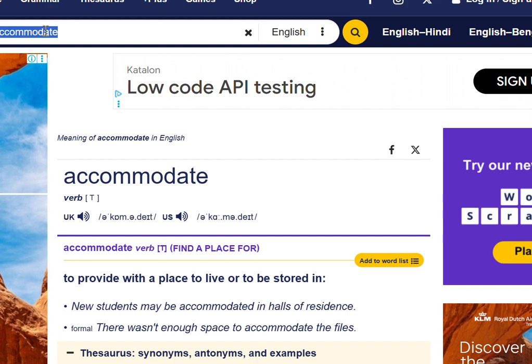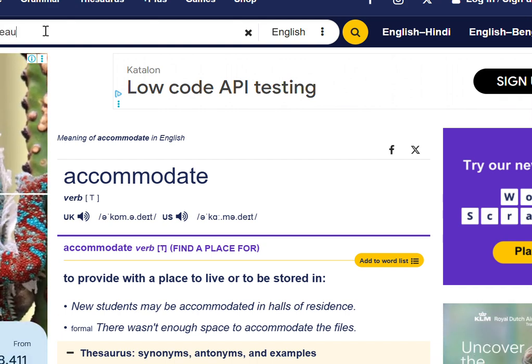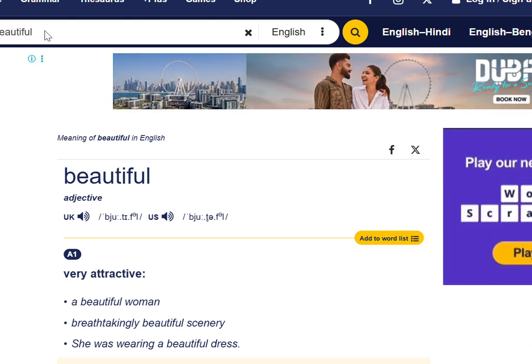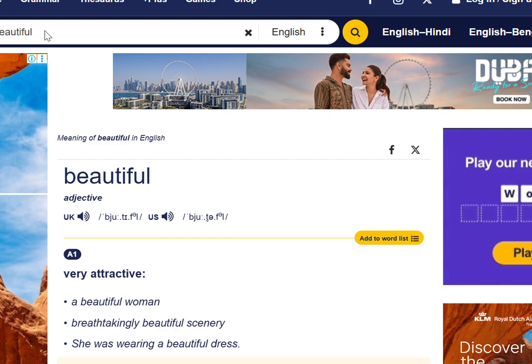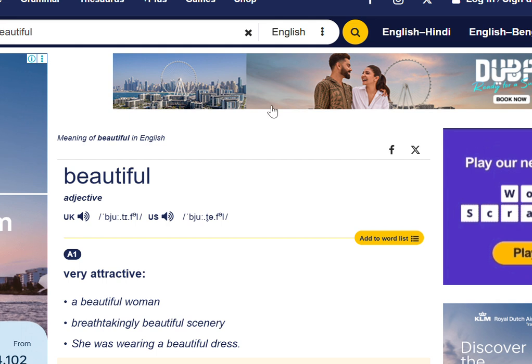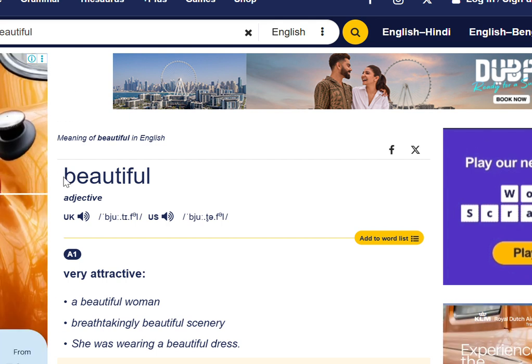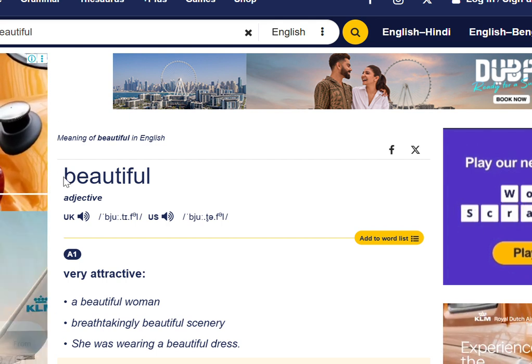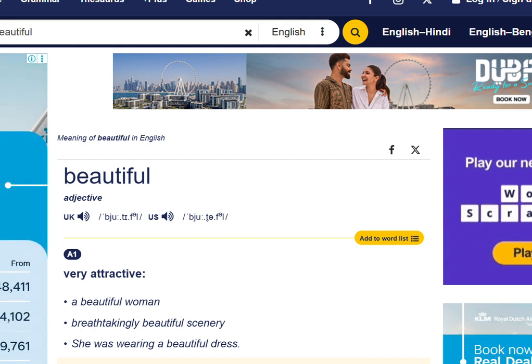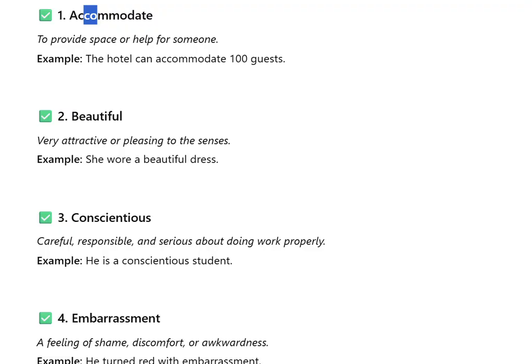I hope everyone knows this word. Probably everyone does, but this word is mostly misspelled. And when it comes to the pronunciation, it's beautiful. The stress is on the first syllable, which is beau. We raise the tone and the stress on the first syllable: beautiful.